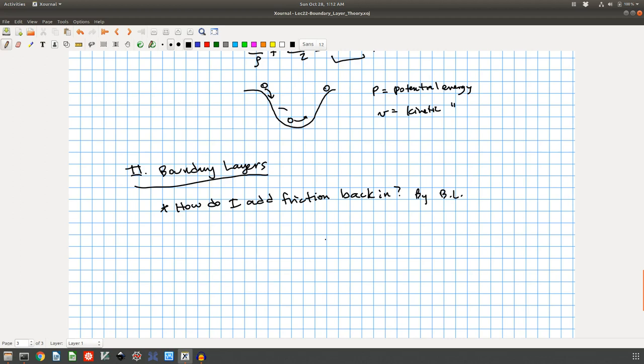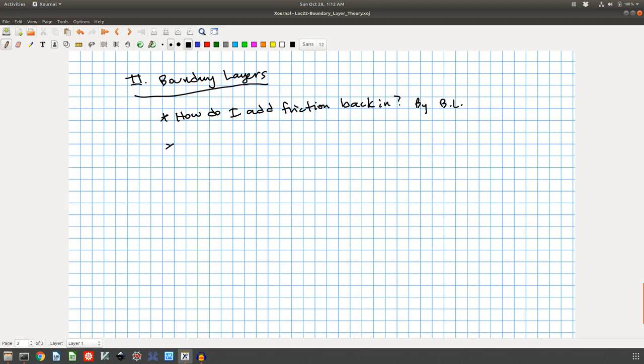So do I have to start over? Do I have to start over with the Navier-Stokes equation? Or was my potential flow, is that all just a waste? What's going on here? So we get a clue if we look at the solution to this sphere problem.